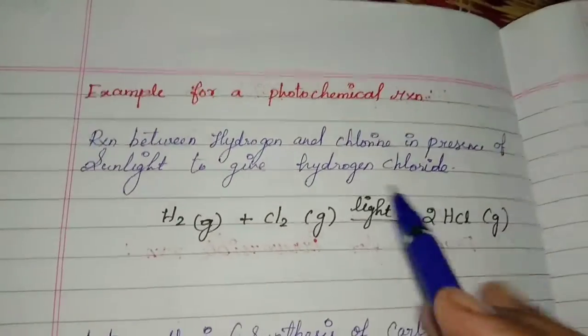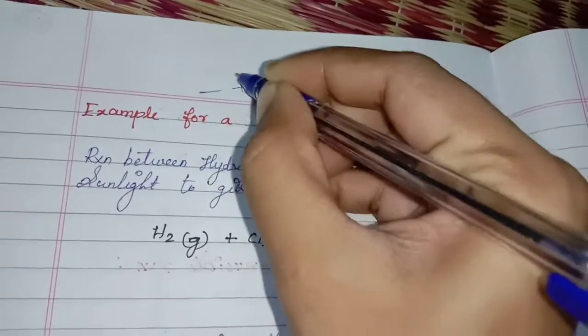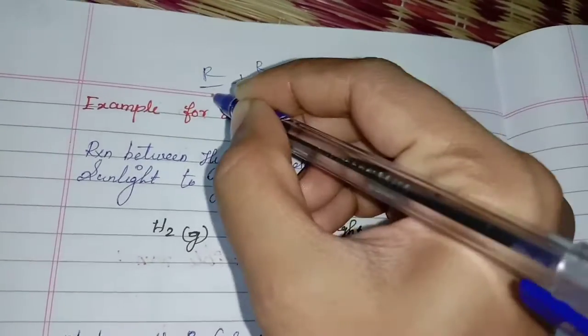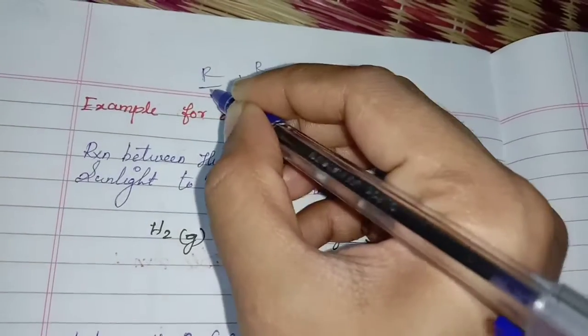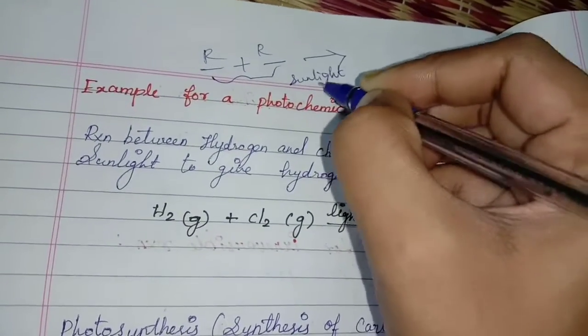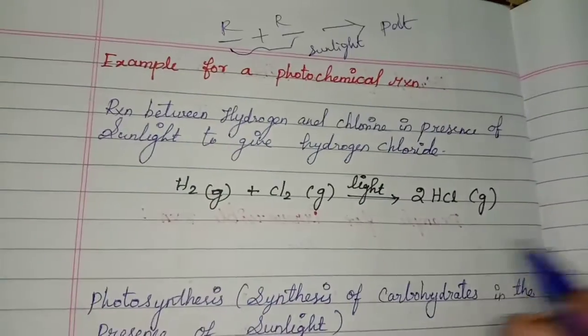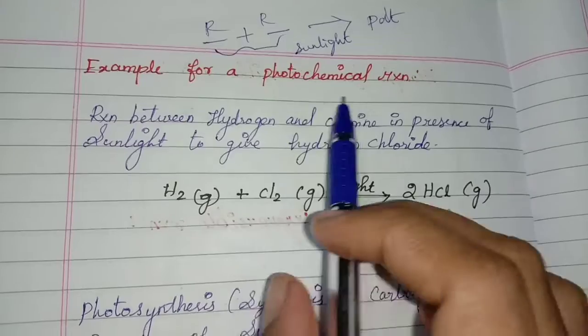An example for a photochemical reaction. Photochemical reaction means two reactants are reacting with each other. After mixing these, they have to be exposed to sunlight. They have to be present in sunlight. Then only will the reaction occur, and then only will it give some products. So this is the principle for this reaction.